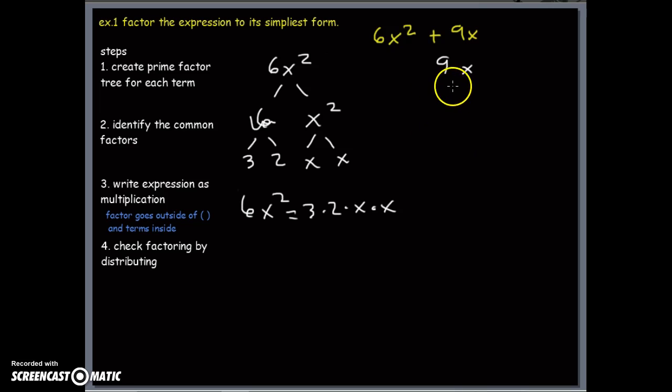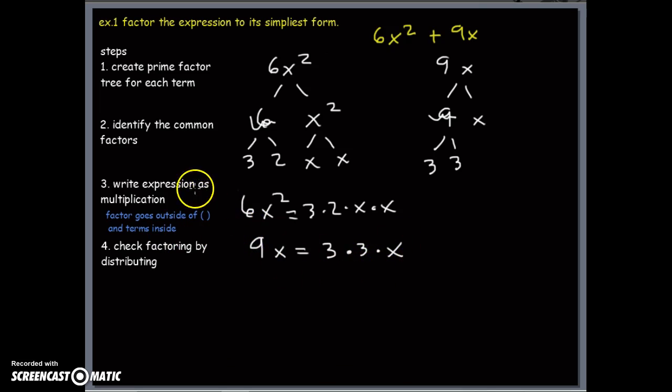So the same thing with 9x. So we have the number 9, multiplied by x. X is already prime, and then further we can factor 9 because we know that 3 times 3 gives us 9. Now these are prime numbers. This 9 no longer matters. So let's write the prime factors for 9x. We've got 3 times 3 times x.